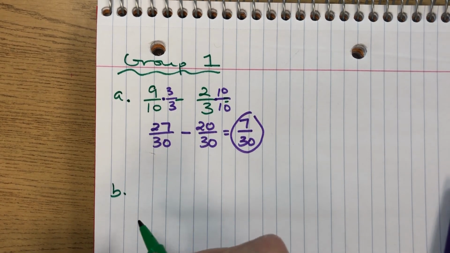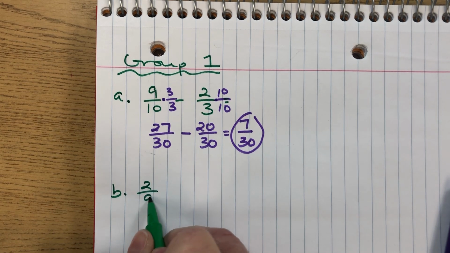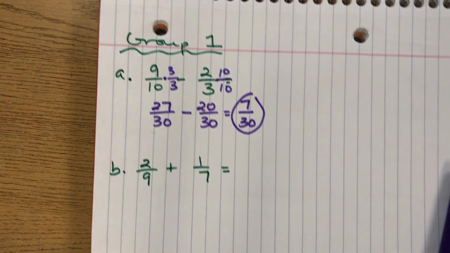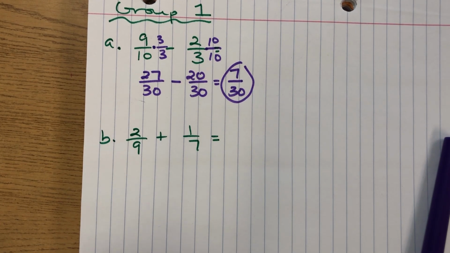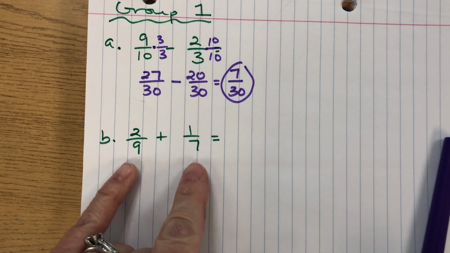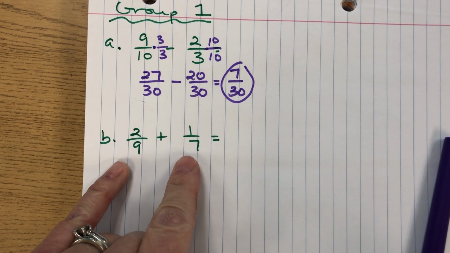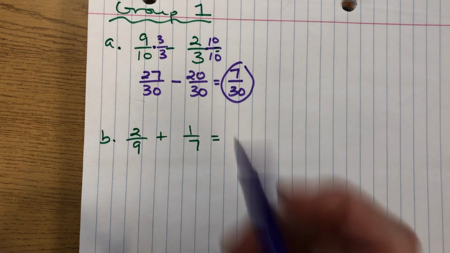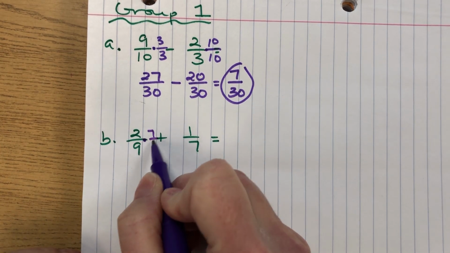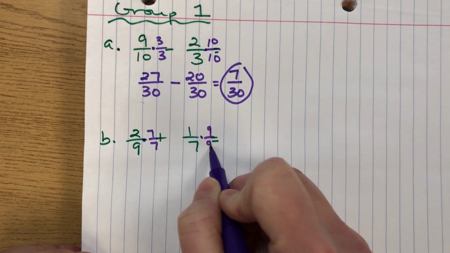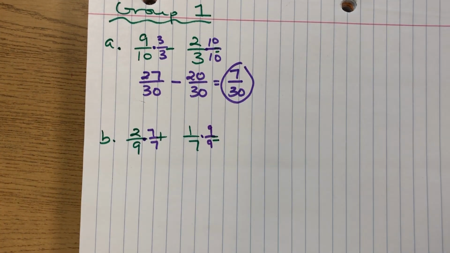Letter B is 2/9 plus 1/7. 2/9 plus 1/7. All right, when I look at 9 and 7, I see I can't multiply 7 by something to get 9. And the LCM of 9 and 7 is 63. That's the first multiple they'd have in common if you counted by them. That means I have to multiply this by 7/7, the opposite fraction's denominator, and this by 9/9. That's the opposite fraction's denominator.